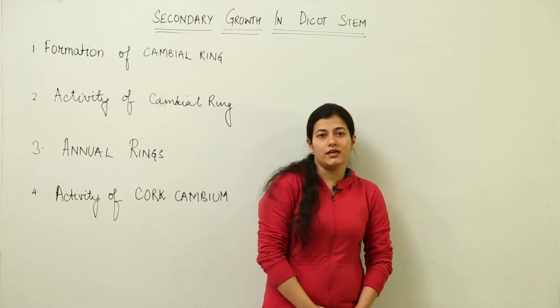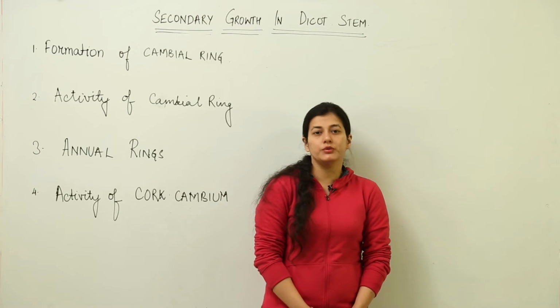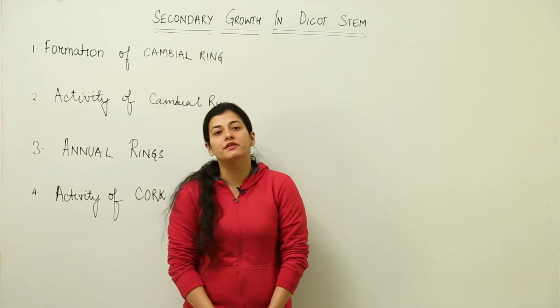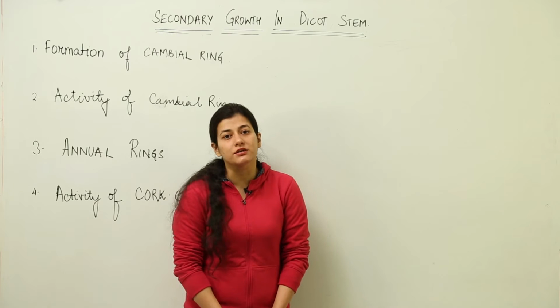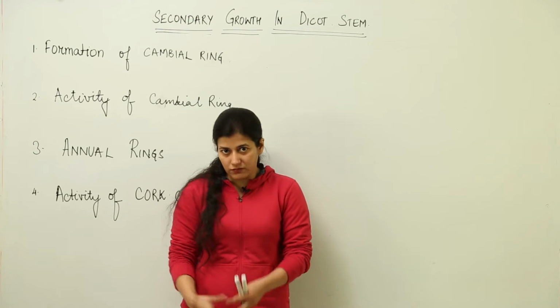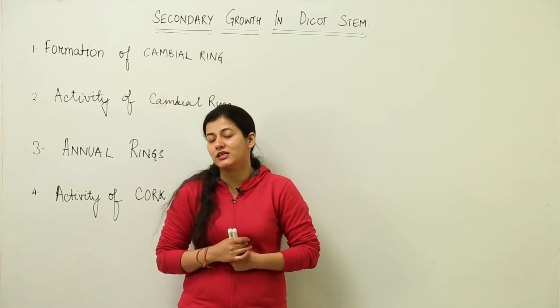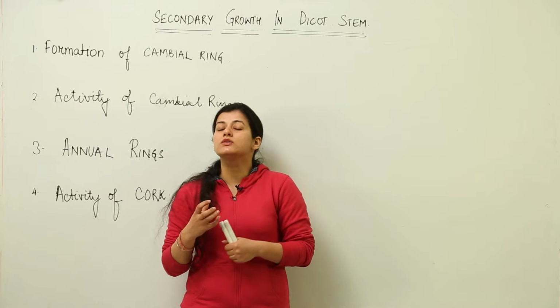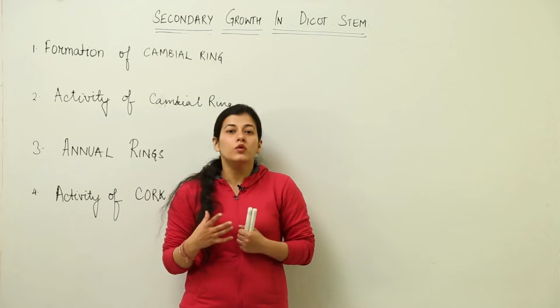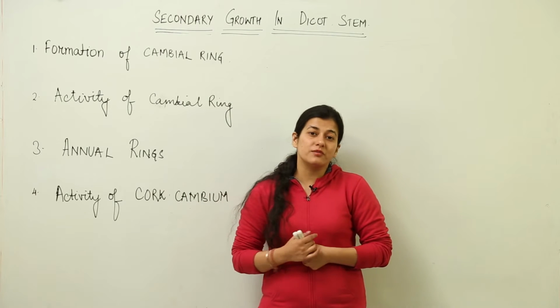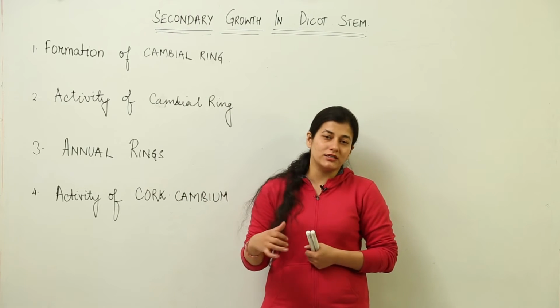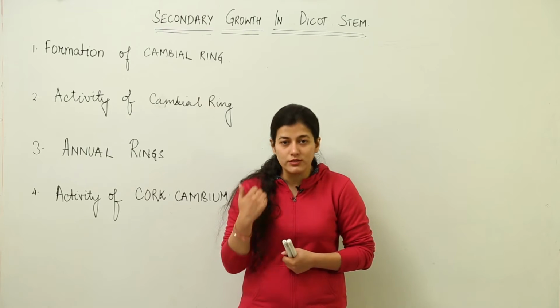Now let us take the second step in secondary growth, which is the activity of the cambial ring. The cambial ring that was formed by interfascicular and intrafascicular cambium in the previous lesson, as we had studied, is going to get active. Now, what is the purpose of meristematic tissue? As you know, its purpose is to give rise to new cells.